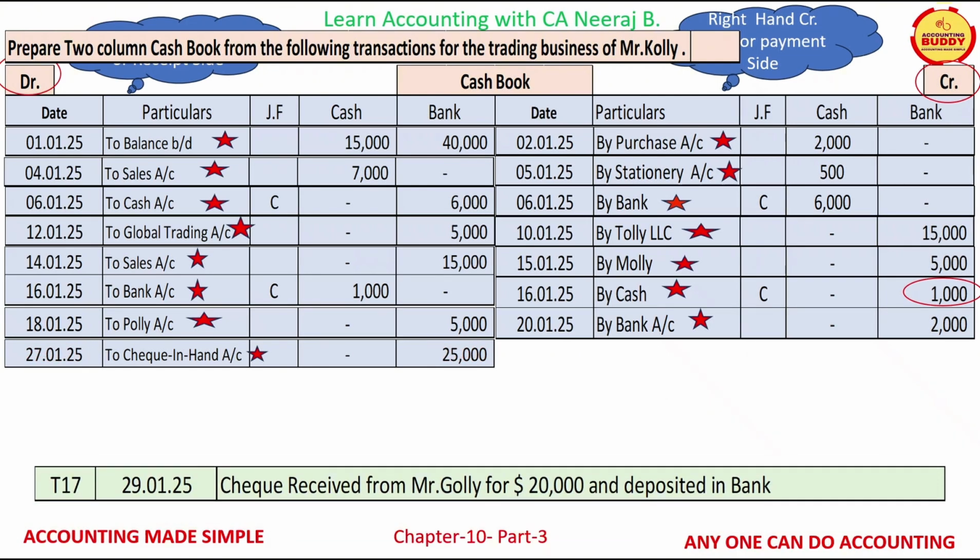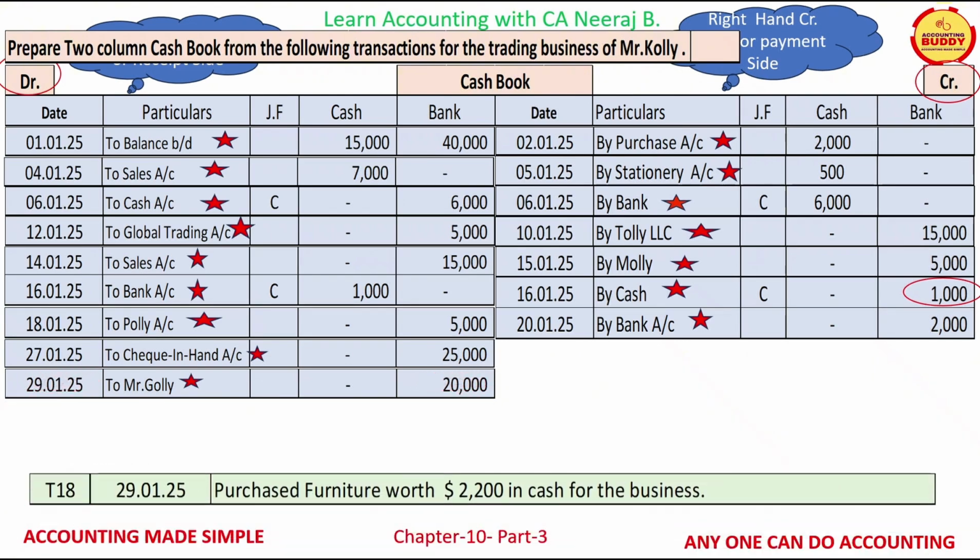Transaction T17 is a check of $20,000 received from Mr. Gooley is deposited in the bank. Since it is a receipt transaction, it will be recorded in the bank column on the left hand debit side of the cash book for $20,000 on 29th of January 25 by writing the words to Mr. Gooley account.